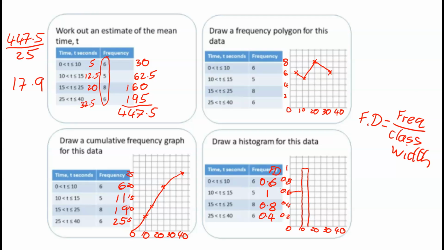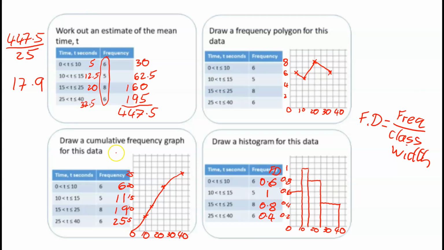Okay, and then 15 to 25, we are at 0.8. And then the last one is at 0.4. Okay, I've noticed I've left off all my labels.